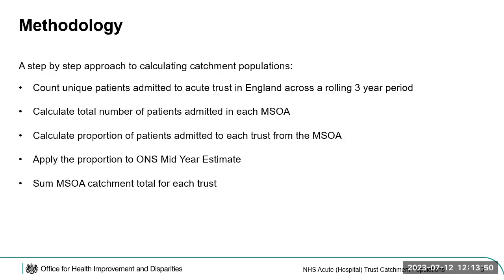We calculate the total number of patients admitted in each MSOA. We calculate the proportions of those patients admitted to that trust, to that MSOA, and we apply that proportion to the mid-year estimates and sum that up for each trust.